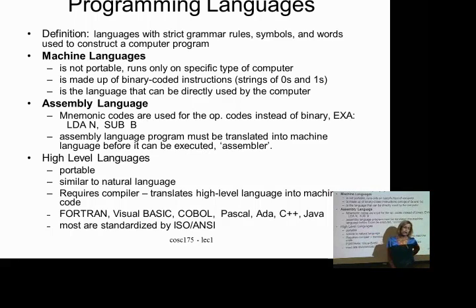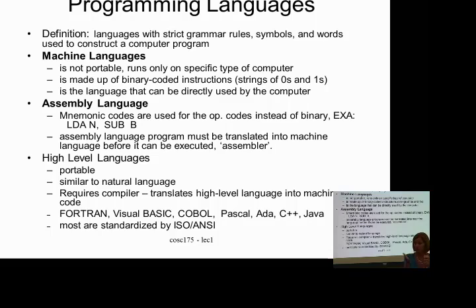Now, high-level languages are portable. What does that mean when I say high-level languages are portable? I can write a very time-consuming program in C or Java, and I can then take that to a different machine and run it on that machine. So how do I do that? What do I need to do for my high-level language program to run? Somebody said it.